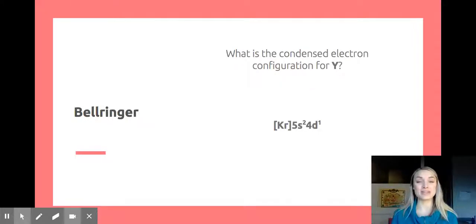So remember, when we write the condensed electron configuration, we find the closest previous noble gas. We write that noble gas in square brackets, and then we write the valence electron configuration.